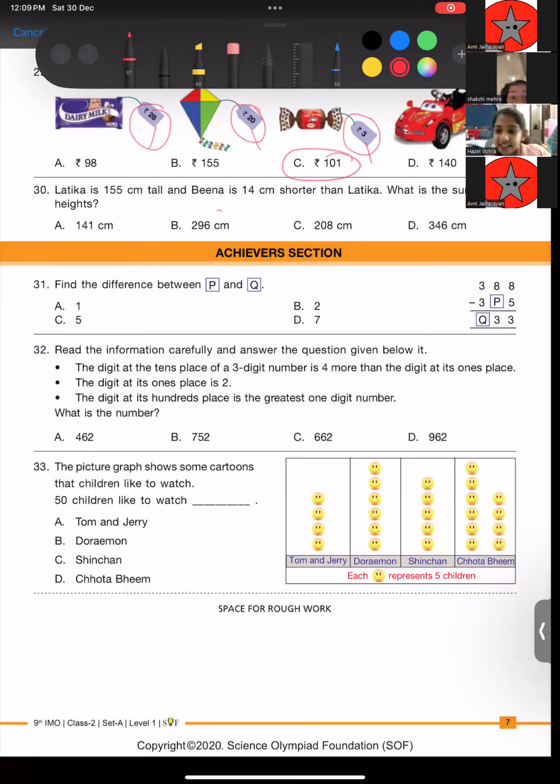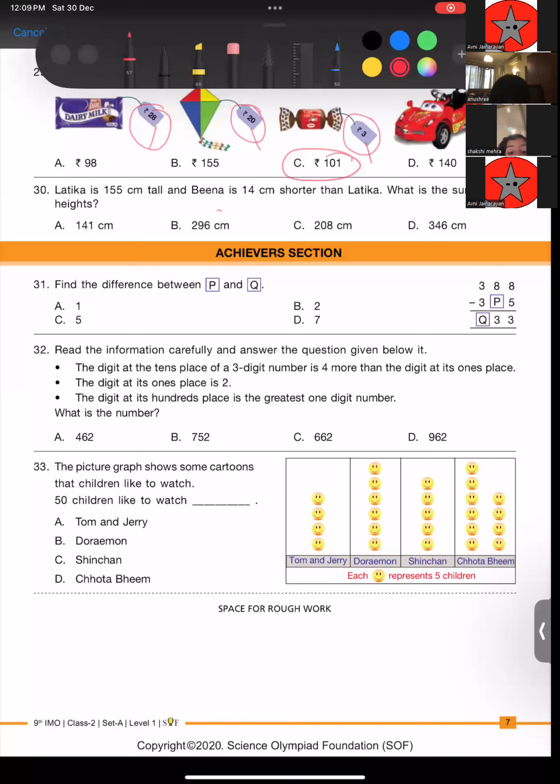Ma'am, 296. I'm waiting for others to answer. 296. Now, since everyone is saying 296, it must be correct.